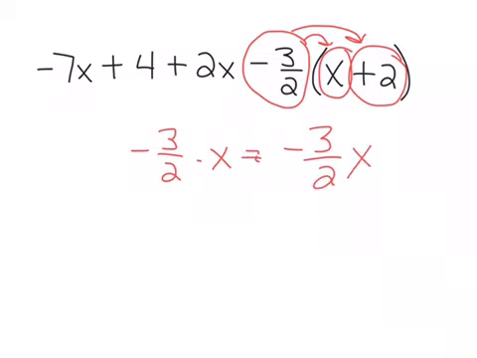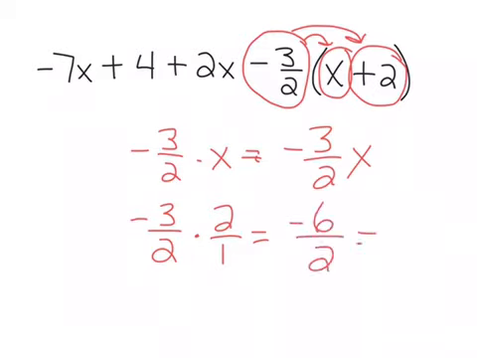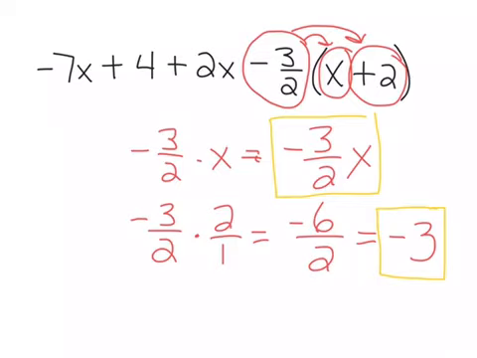And we also have negative 3 over 2 times 2, but I'm going to make it a fraction by putting it over 1, and we end up with negative 6 over 2, which equals negative 3. So now I have two things here that I need to add to my problem above. I have negative 3 over 2 times x, and I have negative 3 that I'm going to add above.